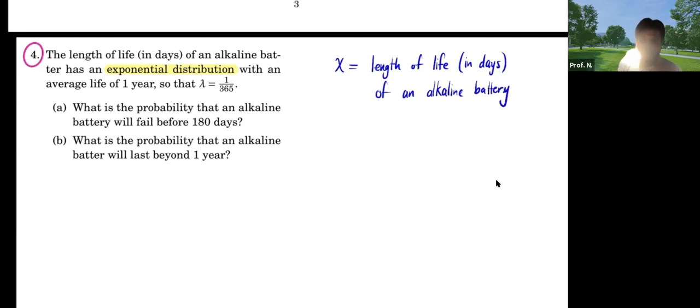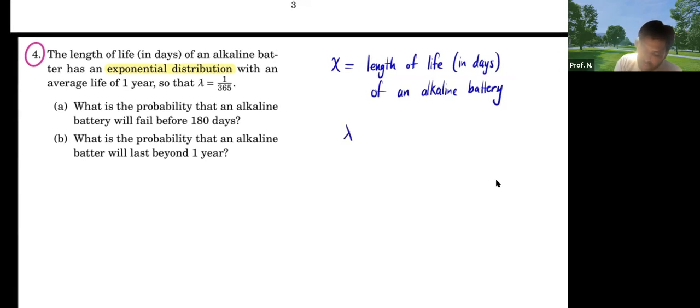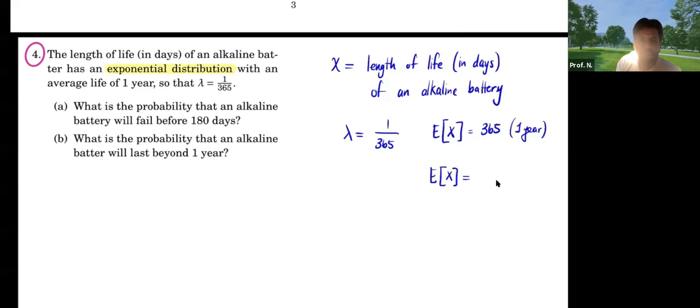It has an exponential distribution, and we know that lambda is 1 over 365 because the expected value is 365, since it's in days. So this is 1 year. And remember, the expected value of an exponential random variable is 1 over lambda. So that's why lambda is 1 over 365. Okay, does everybody follow that? Okay, sure, no problem. So that's the setup in the beginning.